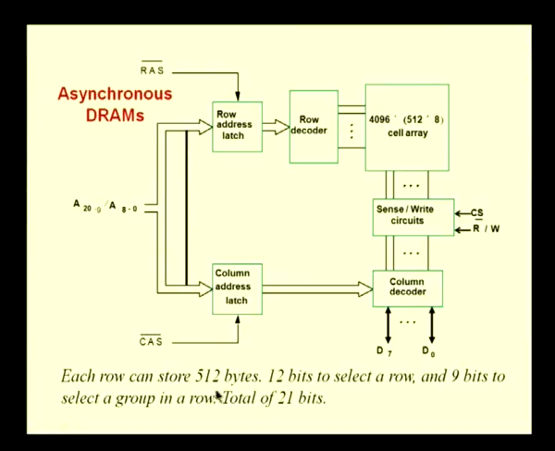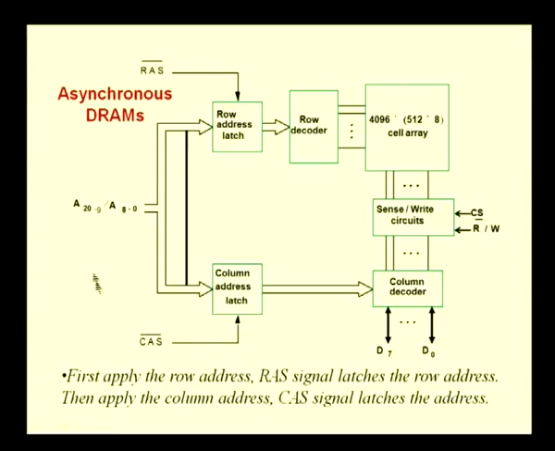Let's take this particular example that we have here. Let's say each row can store about 512 bytes of data. Now, what we will do is first select a row and then select a column within that row. So, each row can store 512 bytes. We use 12 bits to select a row and 9 bits to select a group in a row. So, a total of 21 bits is used to select a particular piece of data here.